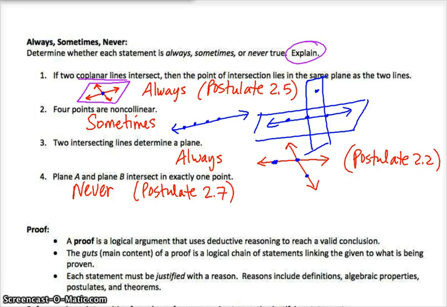So anyway, can 4 points be non-collinear? Of course. But could they be collinear as well? Of course. So sometimes they are non-collinear, sometimes they are collinear.